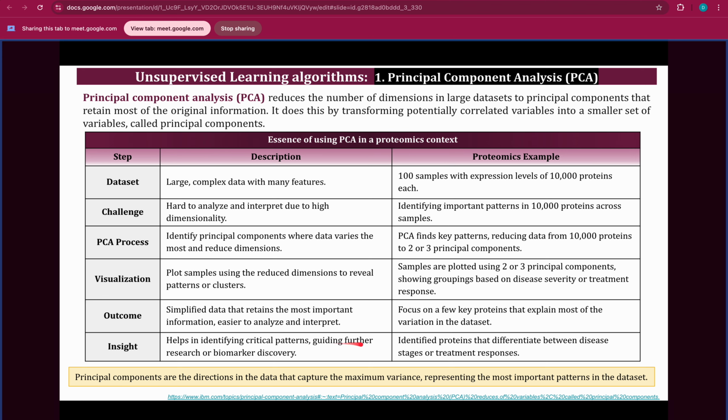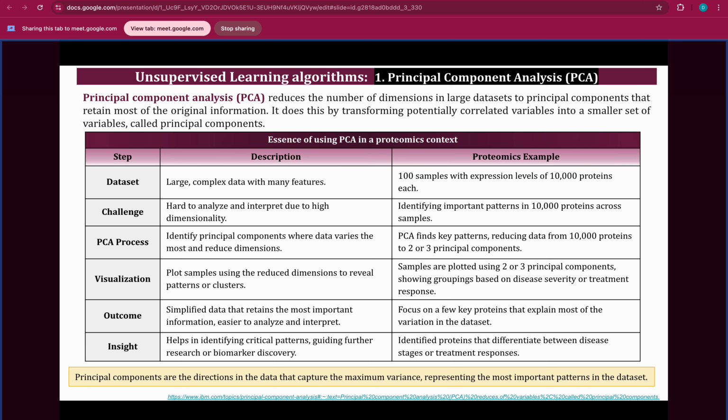So what is the insight from this analysis? It helps in identifying critical patterns and it will also guide further biomarker discovery or other association studies. Similarly, you can identify proteins which differentiate between disease stages or treatment responses. For example, if those patients are given some drug, you can compare their protein expressions which are varying. In that way, you can figure out how the drug dosage is impacting the expression, whether it is bringing the protein expression to normal levels or overexpressing certain proteins, and how the influence is happening. All such things can be done with the help of PCA.